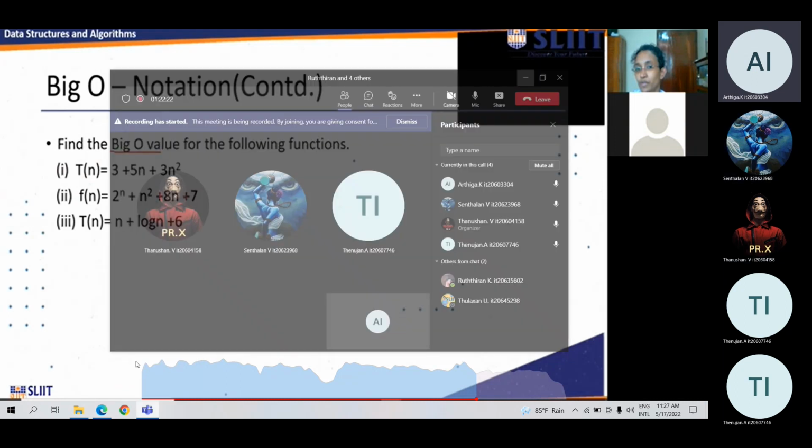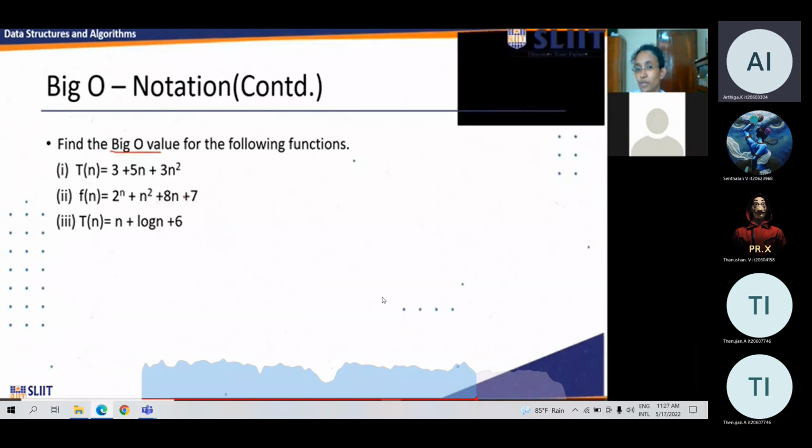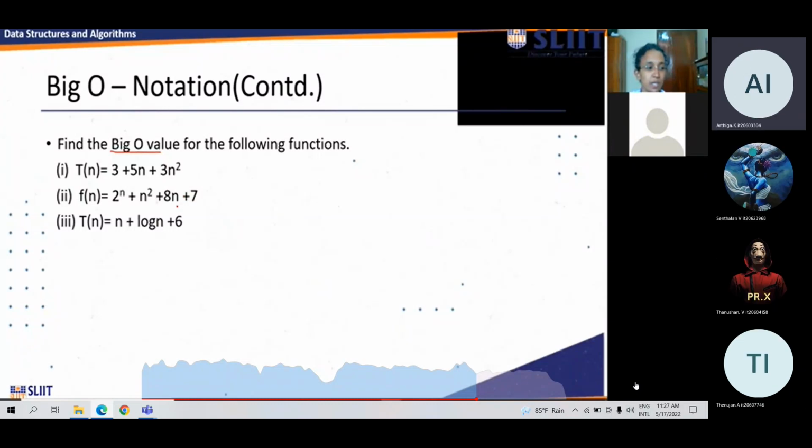Whenever you hear Big O, remember that you are talking about the upper limit. What is the first T(n) equation's Big O value?